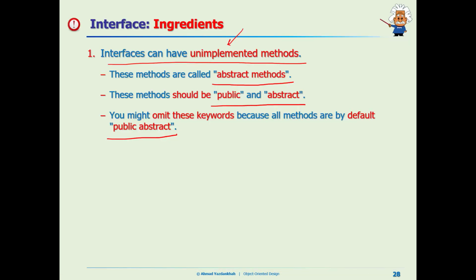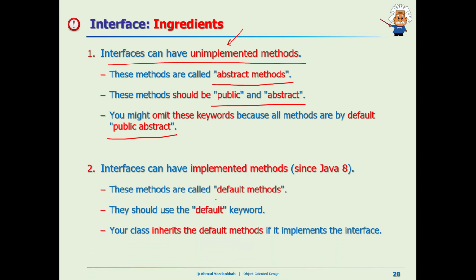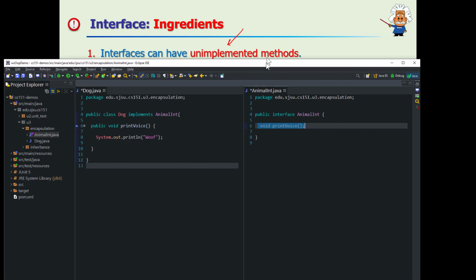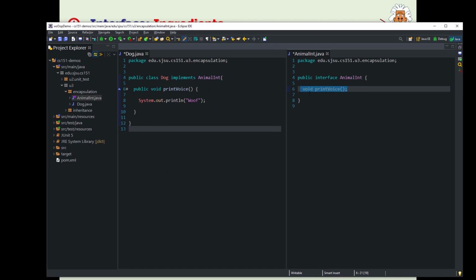Since Java 8, there might be some implemented methods as well, but those methods should be qualified by the keyword default. So this default should be part of the name of the method.